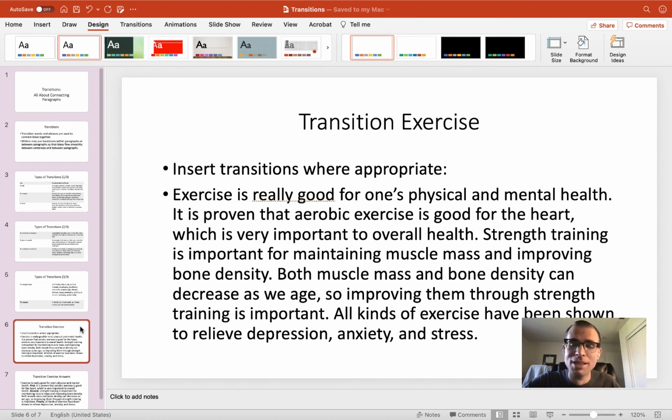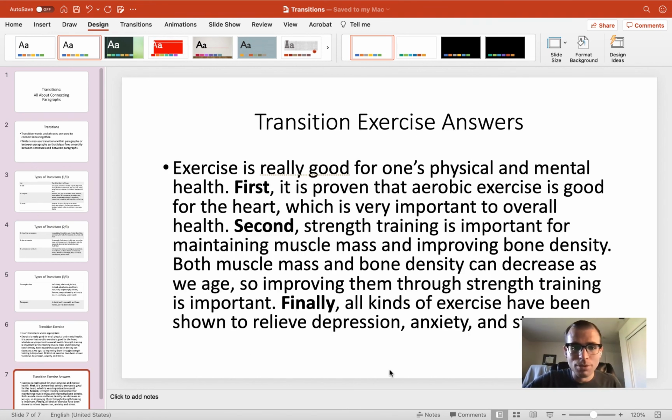I'm pausing so you can think, but now I'm going to move on to the answers. These are not the only right answers. You could transition in a number of ways, but the answers that I have here for you are first, second, and finally. It shows a progression of ideas.